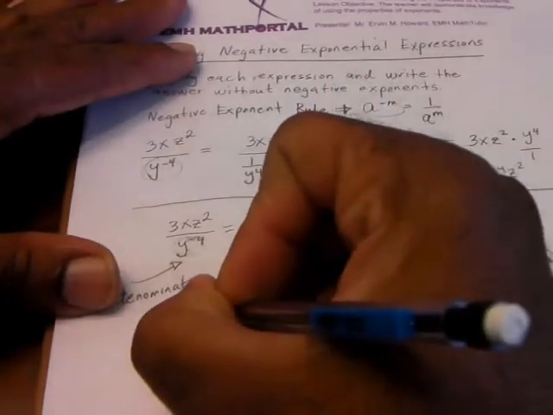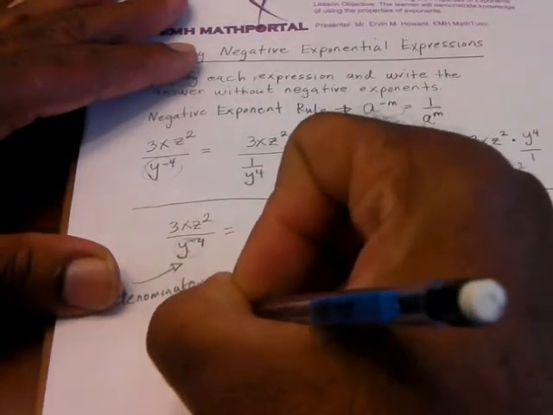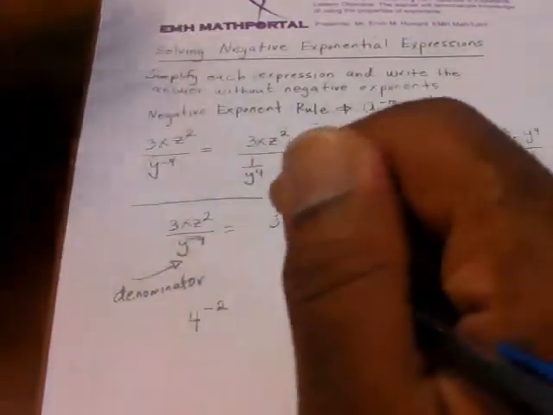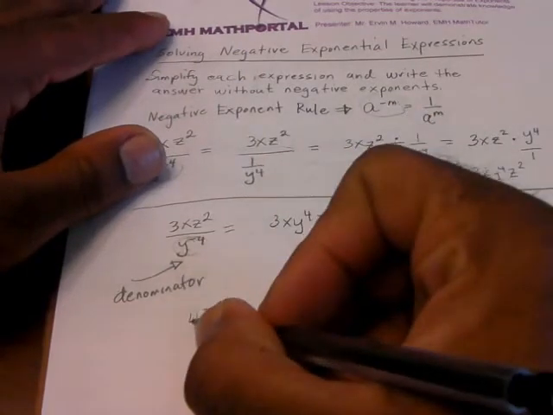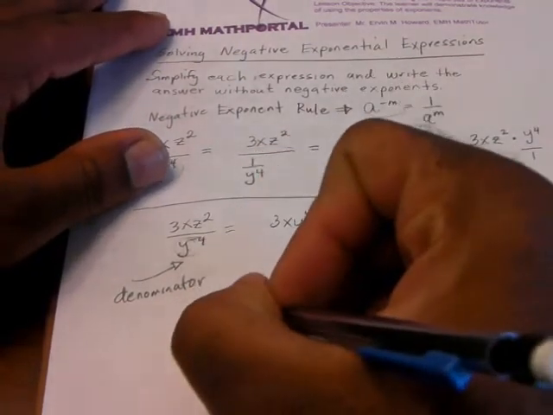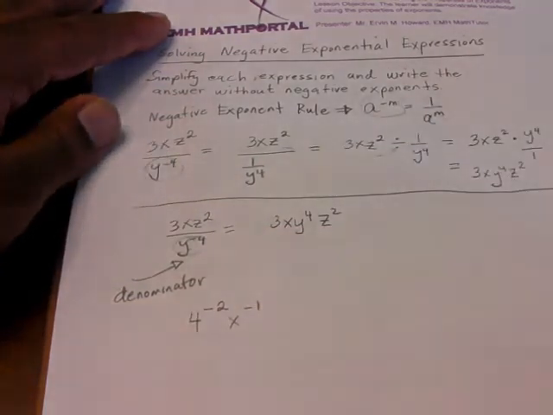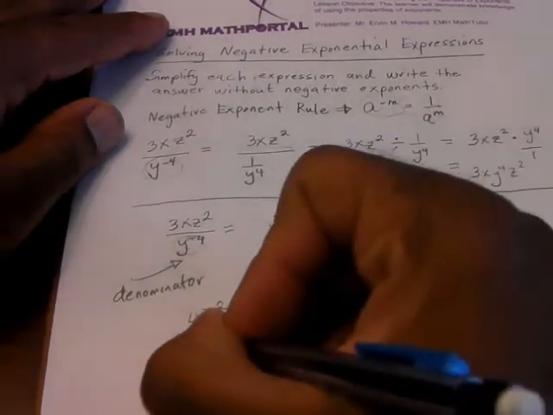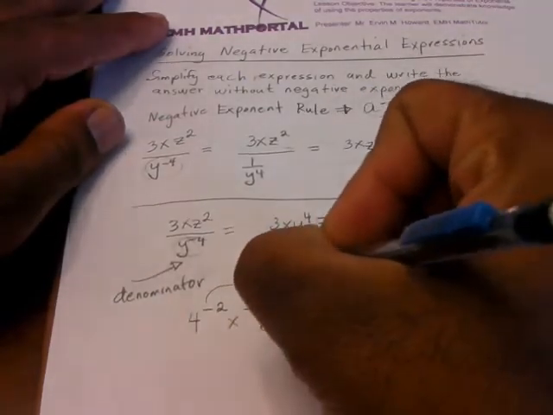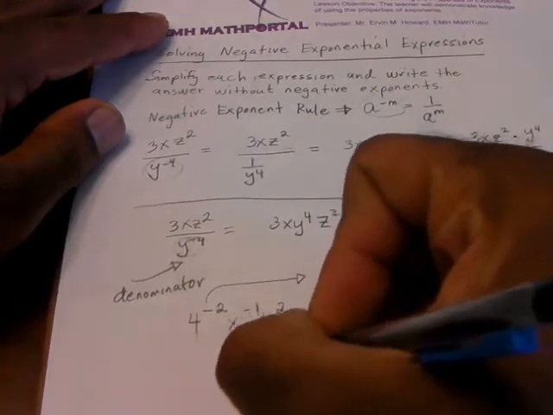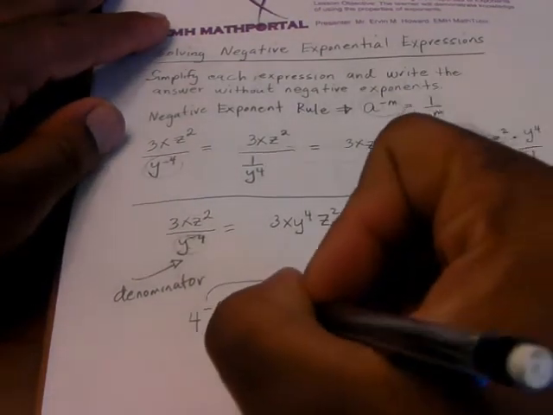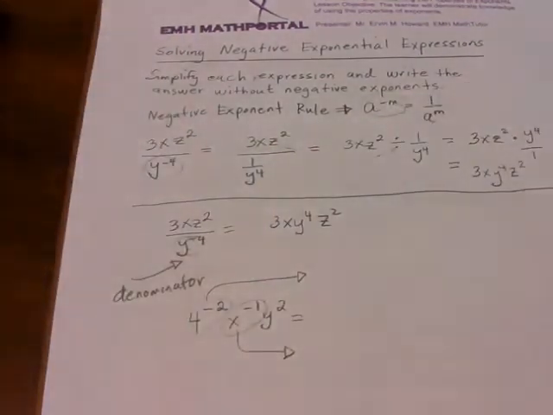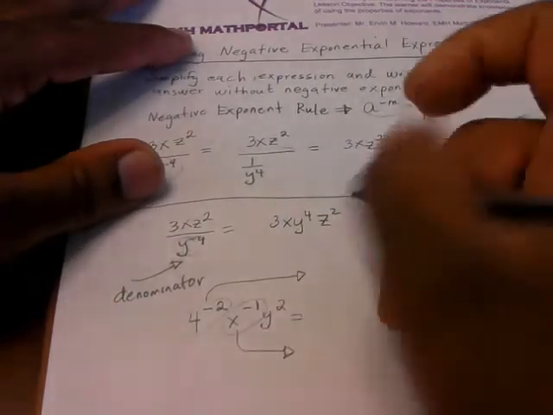I'll give you an example of a problem that has no fractions in it, and we'll show you how it becomes inverted. We're going to have 4 raised to negative 2, and x raised to negative 1, and then we have y squared. Now, in applying the formula, just look at the negative exponent with the base. Again, you can do numbers the same way. So we're going to apply the formula.